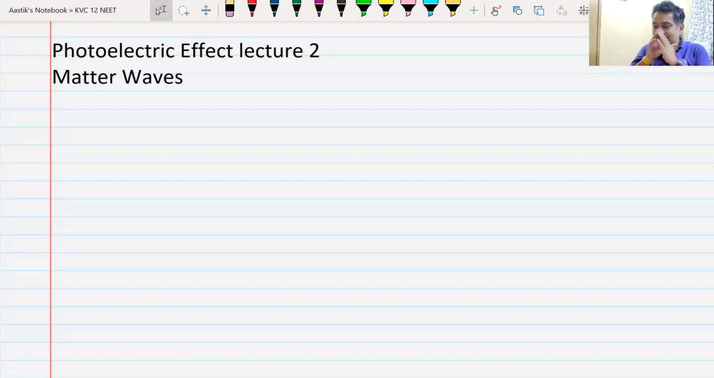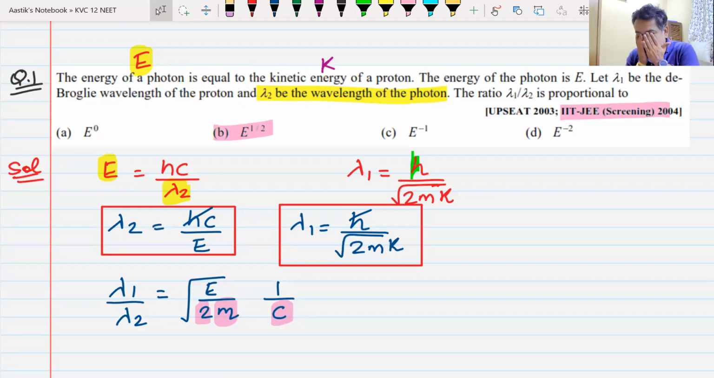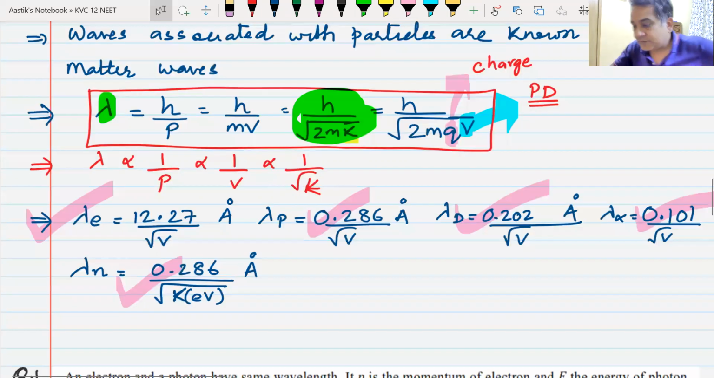So good evening, everyone. This is photoelectric effect lecture number 2, and in the last lecture we were dealing with matter waves. Yes or no? And we did this question from the last year papers, and you were able to understand the relation between lambda, de Broglie wavelength, and everything. Right? Yes or no? Now, here when we are talking about the kinetic energy of a neutron, I've come across a question, so I'll give you one more formula for this.